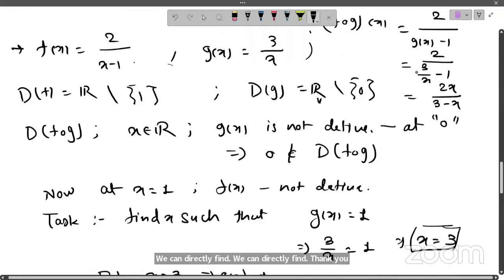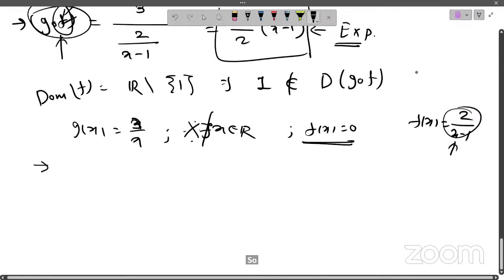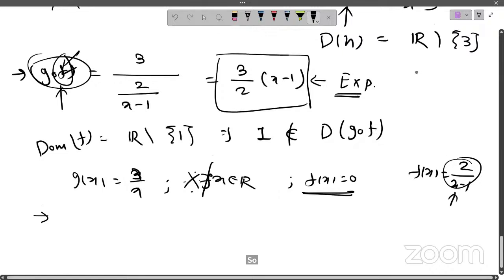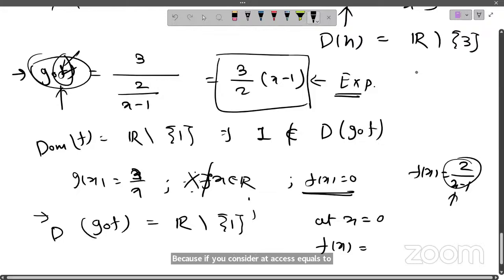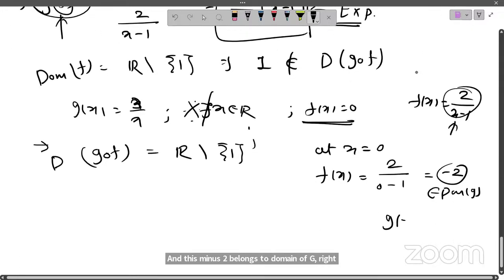So this is one example. Why is 0 not included? No, 0 is included in g composite f. The domain of g composite f is just R minus the singleton 1. 0 is included. Why? Because if you consider x equal to 0, what is the value of f of x? f of x is 2 upon 0 minus 1, which is minus 2, right? And this minus 2 belongs to the domain of g. So you can say what is g of minus 2. This is well defined. So that's why g composite f of 0 is well defined.